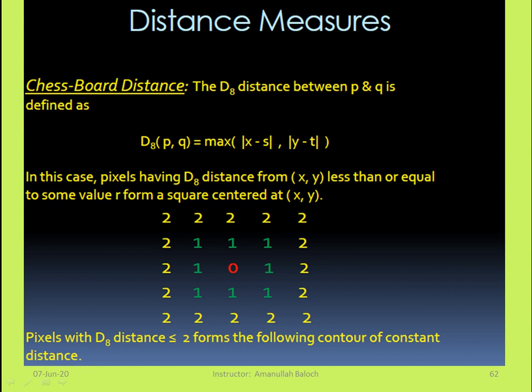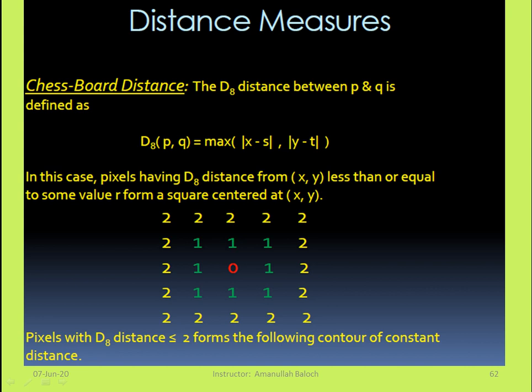Now the distance measure, chessboard distance, the D8 distance between P and Q. Here we will see both the diagonal as well as the N4 of P. So D8 of PQ is equal to the maximum of |x minus s|, |y minus t|. Here we can see that pixels having D8 distance from x y less than or equal to some value form a square centered at x y.